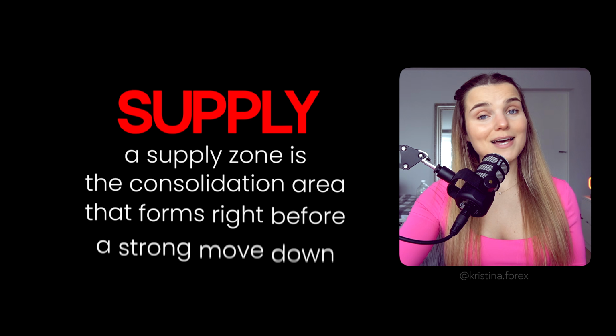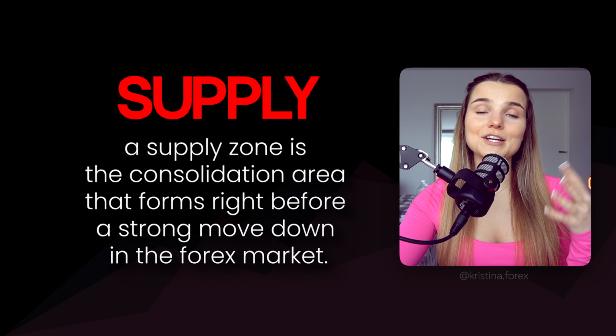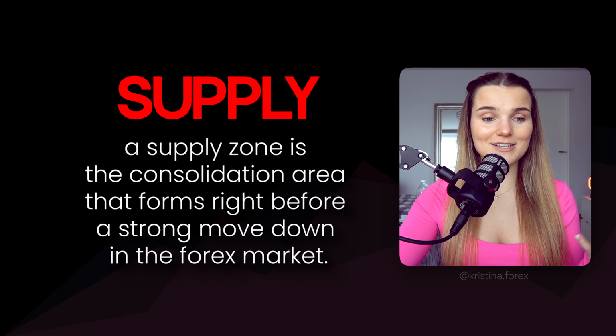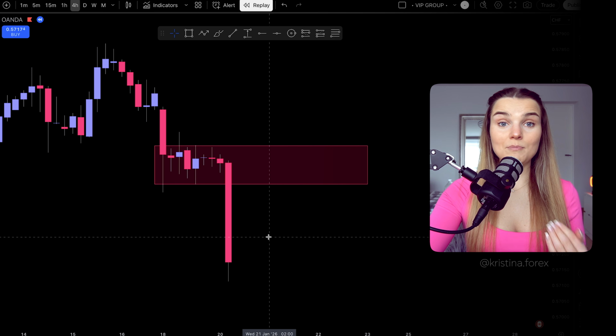Okay, so now that you understand a demand zone, a supply zone is very easy to understand because it's built on the same idea, just of course applied in the opposite direction. So a supply zone is also a consolidation area that forms right before a strong move down in the Forex market. So we have a cluster of candlesticks and we see this strong bearish move down.